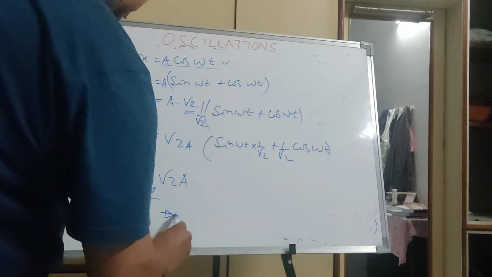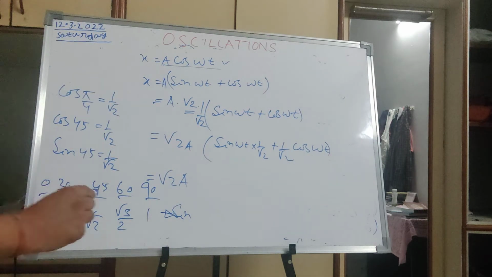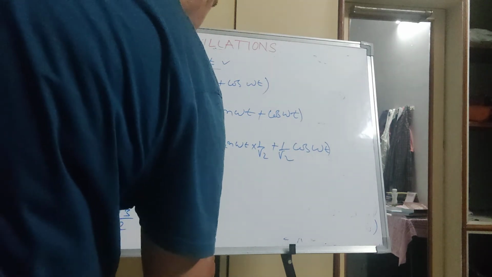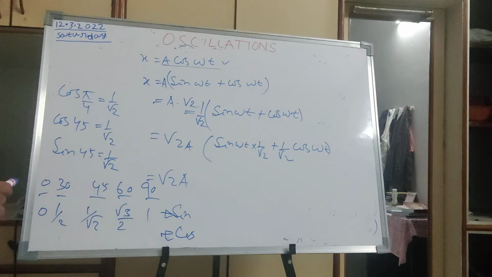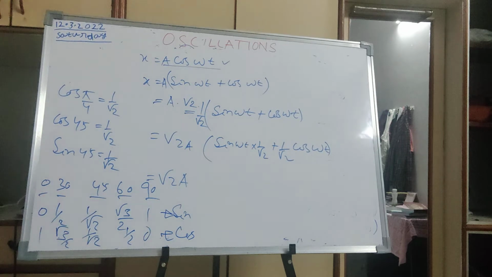So this is for sine, you should always remember. Similarly for cos. What is cos? Cos 0 is equal to 1. Cos 30 is root 3 by 2. Just remember that this will come here. Then cos 45 will remain the same, 1 by root 2. Then cos 60 is half. Then cos 90 is equal to 0.